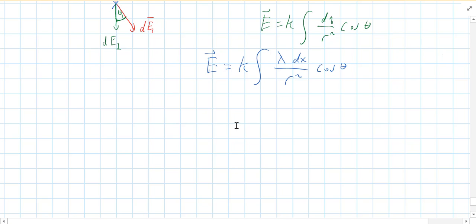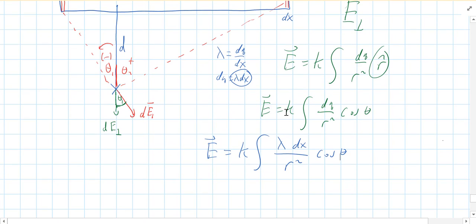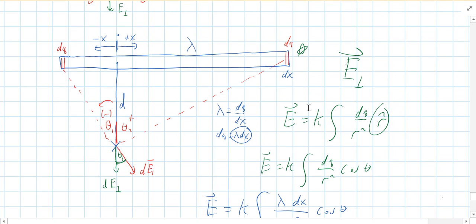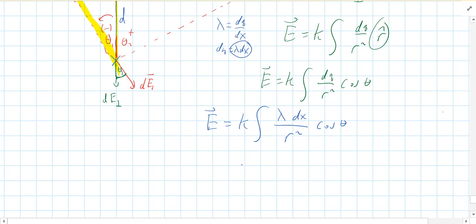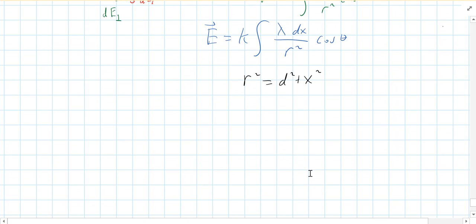Now, I'll go ahead and get rid of r first and put that in terms of x. If I look at, let's say, this right triangle right here, hopefully you would agree that it's a right triangle and that that particular radius at that moment, r, is equal to the square root of d squared plus x squared. So I'm going to write that out for us. Little r squared is equal to d squared plus x squared. I'm going to make that substitution in here, and that starts to help us with our issues.